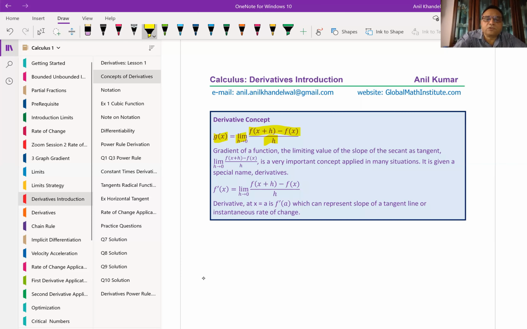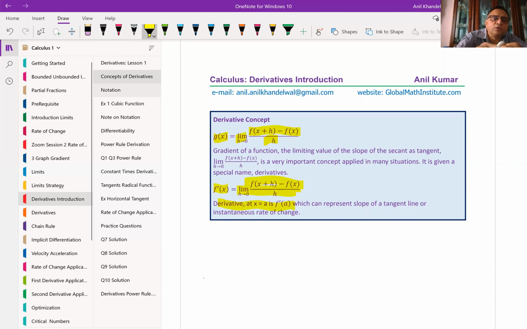And the symbol being used will be f prime x. We call this prime notation also for derivatives. But the expression on the right-hand side is exactly the same as what we have been doing. In case we want the derivative at a particular point, then x is replaced by a. x equals a represents that particular point, correct? So derivative, as you can see here, is exactly the same as the gradient itself.